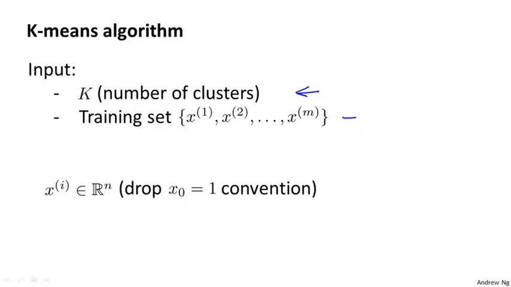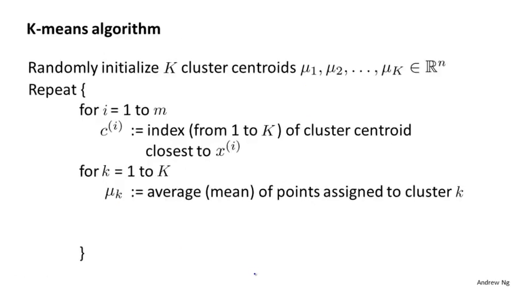And then k-means also takes as input this unlabeled training set of just the x's, and because this is unsupervised learning, we don't have the labels y anymore. For k-means, I'm going to use the convention that xi is an n-dimensional vector. That's why my training examples are now n-dimensional rather than n+1 dimensional vectors.